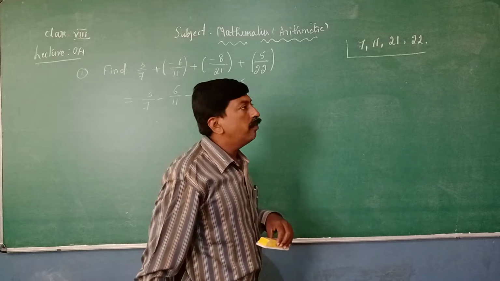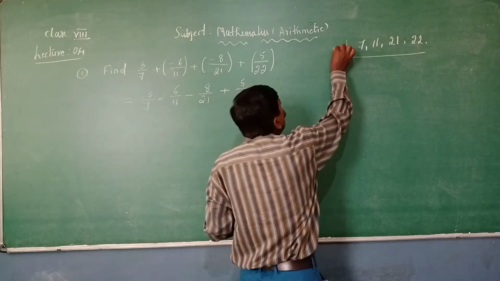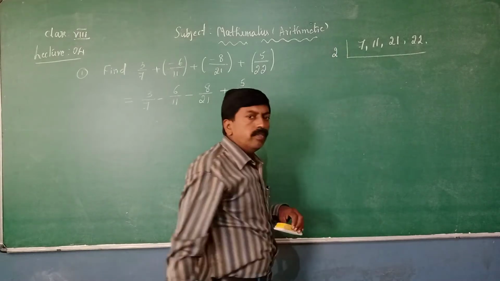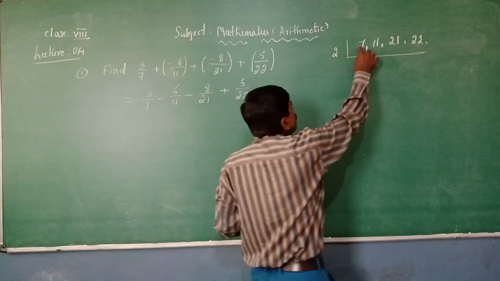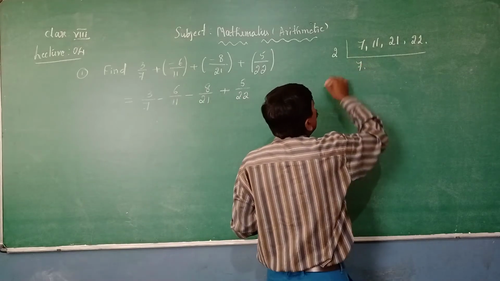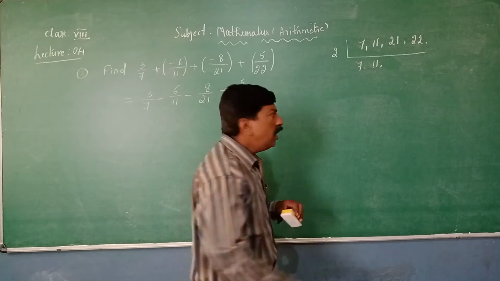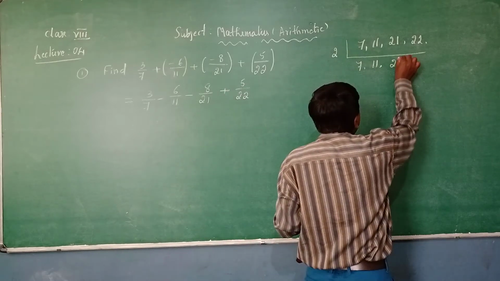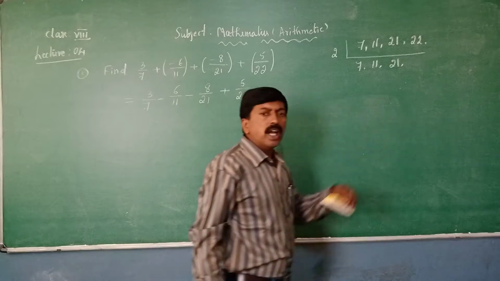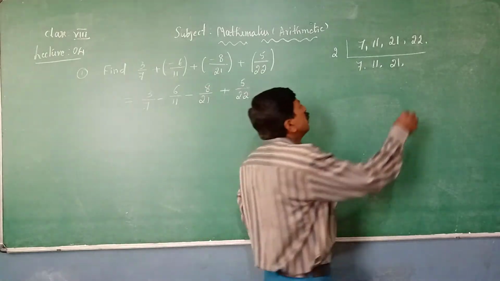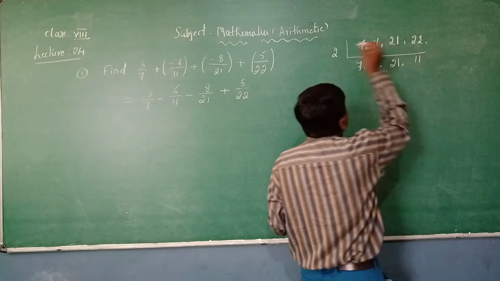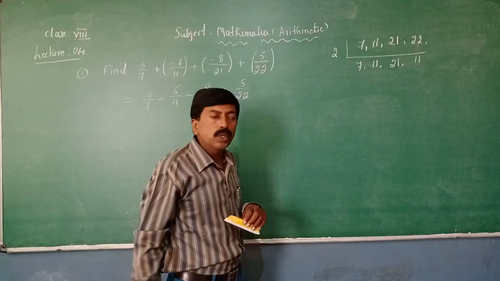Select the least prime number. We know that 2 is the least prime number. 2 will not divide 7, so write as it is. 2 will not divide 11, so write as it is. 21 is also as it is. How many times does 2 divide 22? 11 times, 11 2s are 22.